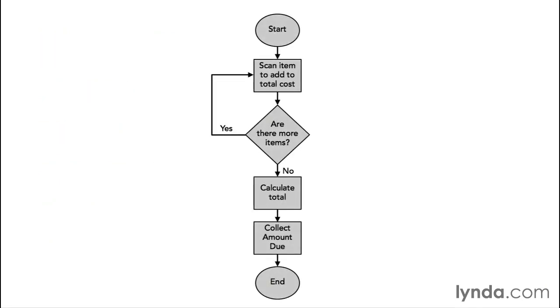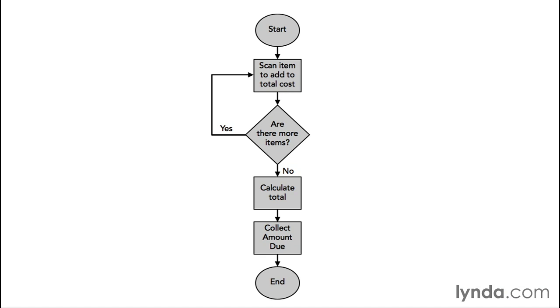How about we model a cash register at a grocery store? What is the flow of this process? As you can see at the top, we have our start circle. The first thing we do is an action item or a process that says scan the item to add to total cost. Now we have a decision box, a diamond. Are there more items? If yes, we loop back up and scan the next item. If no, we go to the next process box and calculate our total. Then we collect the amount due from the customer, and we're done.